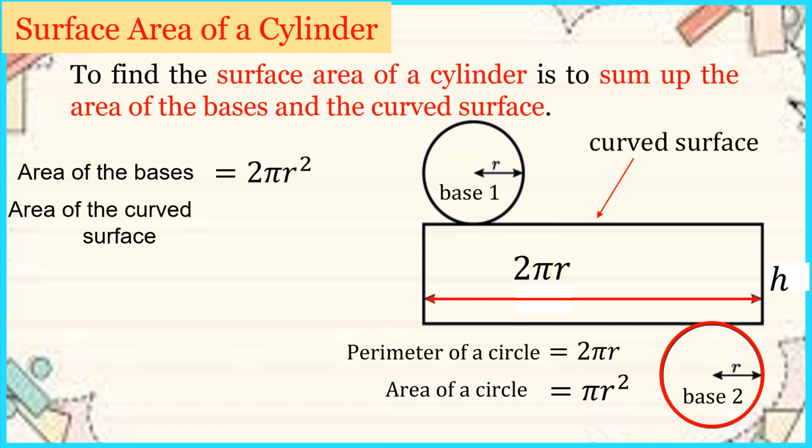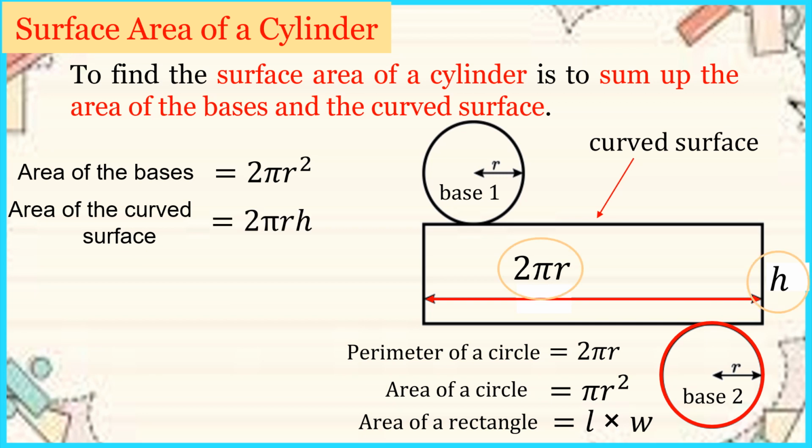Remember, the shape of the curved surface is a rectangle. So therefore, to determine the area of its curved surface, we are going to have the length times width. So the area of a rectangle is length times width. So what is the length of this curved surface? Very good. It is 2 pi r. How about the width? Correct. It is the height. So therefore, we will be having 2 pi r h because we multiply 2 pi r times the height. Then we are going to add this one.